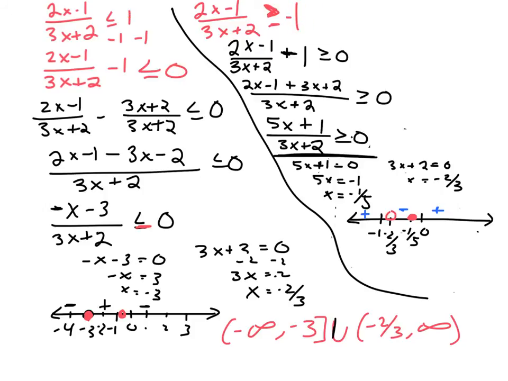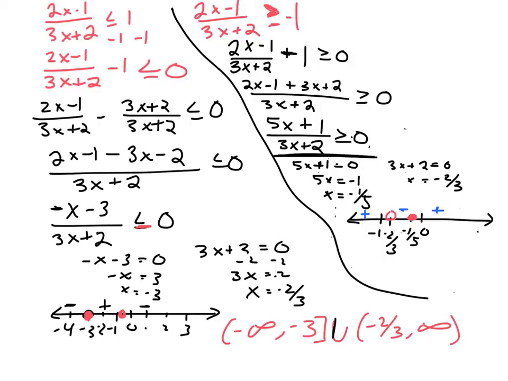So now I added 1 to both sides, so I get 0, and then I combined into one fraction, and I simplified, and I set the top equal to 0, and I set the bottom equal to 0. And where the top equals 0, that's a solution, okay? And so that's marked here as the dot, because when the top equals 0, it equals 0, and that's a solution. And then when the bottom equals 0, that's when it's undefined. So that's why you have an open circle there.